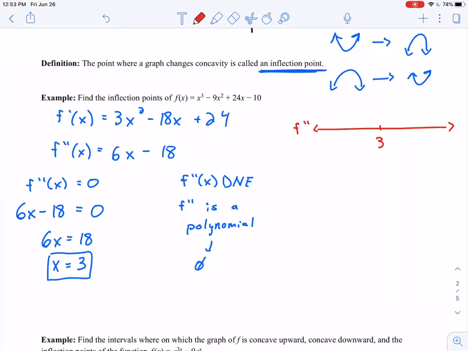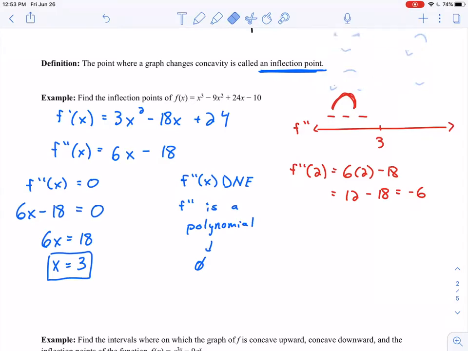So first I need a number on the left-hand side of 3. I'm going to pick 2. F double prime of 2 is equal to 6 times 2 minus 18. This is 12 minus 18, or negative 6. So my second derivative is negative on the left-hand side of 3, which means it's concave downward. And let's erase this just so that we don't get too confused.